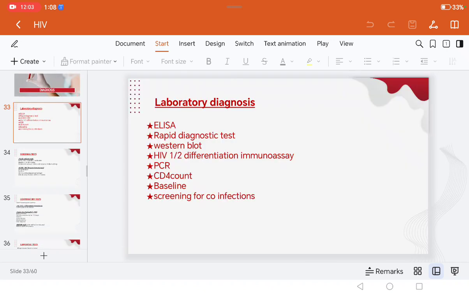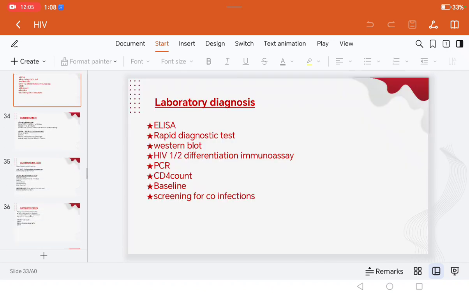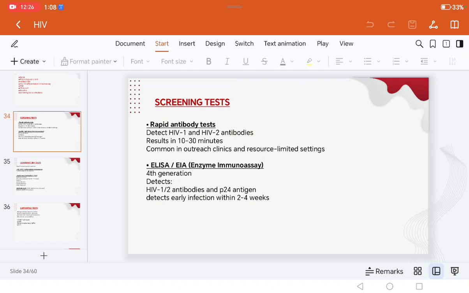So if we look at the diagnosis, the lab tests, there are screening tests, then there are confirmatory tests, then there are non-specific tests. Screening: ELISA and rapid diagnostic test. Confirmatory: Western blot, HIV 1-2 differentiation immunoassays, and PCR, and other supporting tests: CD4 count, baseline, and screening for co-infections.